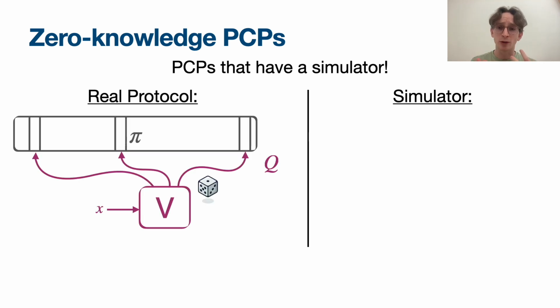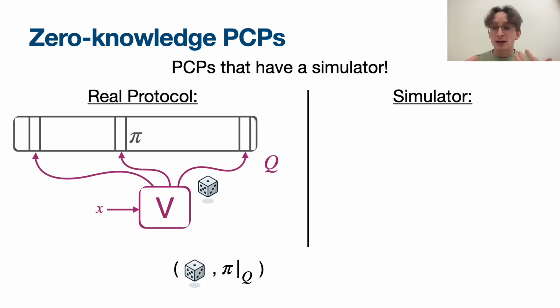And we formalize this by asking that there is a simulator. So what happens in the real protocol? Well, in the real execution of the protocol, there's a proof written down. The verifier gets an oracle to this proof. It gets its input X. And it rolls some dice or flips some coins, and ultimately comes up with some bunch of queries, which we'll call Q, that it makes to the proof. So what does the verifier see? What's its view of the whole protocol? Well, it sees its internal randomness, and it also sees the proof restricted to Q. Okay, so that's everything the verifier sees.